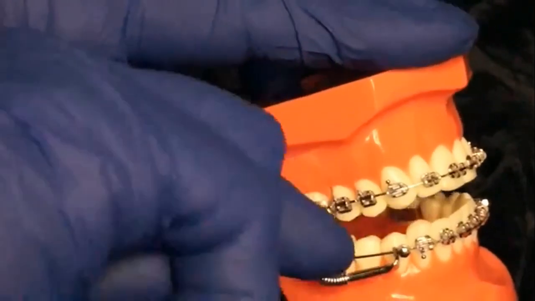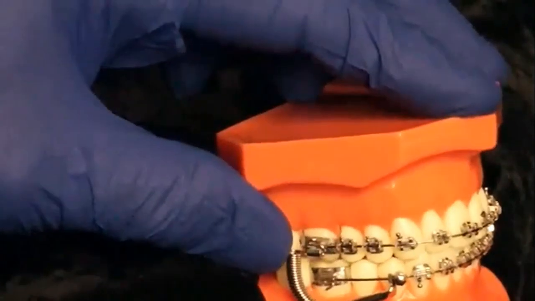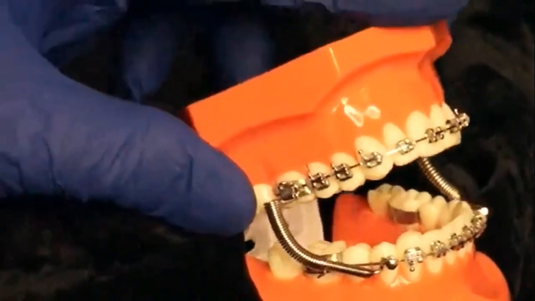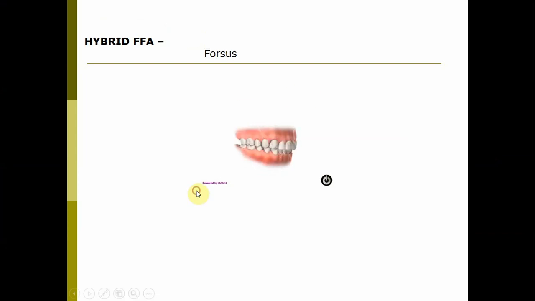Yes, so if you see, the appliance is very flexible. It's very easy and convenient for the patient to wear, and we don't need the compliance of the patient here because the patient cannot remove it, right? So these are the latest appliances. Then we have a rigid one also, which is a little rigid.